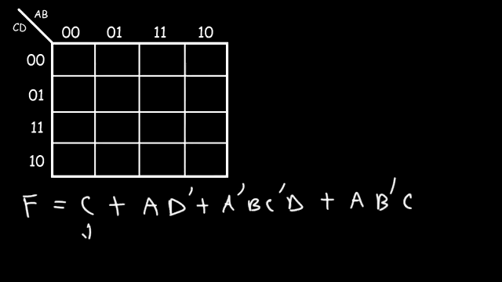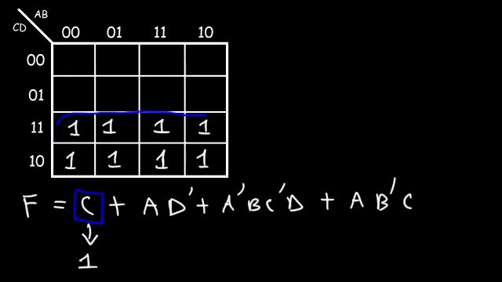So let's start with the letter C. Since we have C and not the complement of C, it's just going to be 1. C is 1 in this region, so that's anywhere in the last two rows. So we're going to have to put a 1 in all of those rows. I'm going to color code this group of 8 ones.